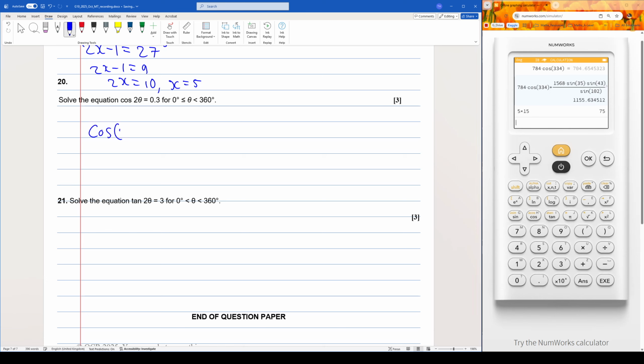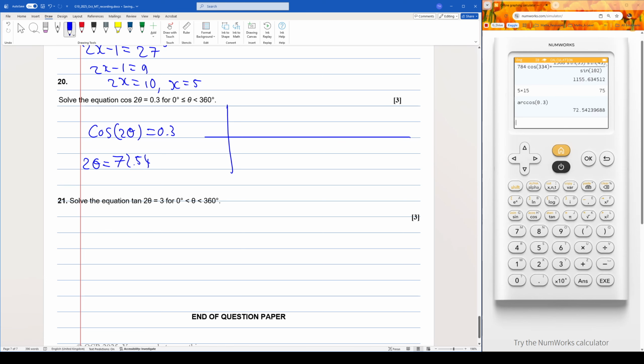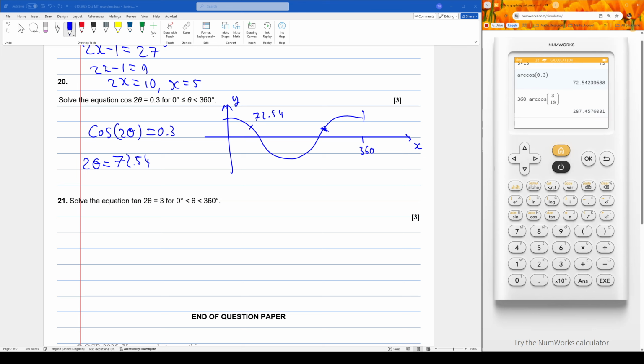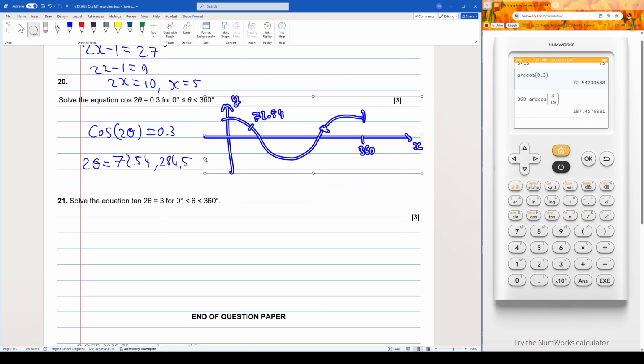Right, cos 2 theta equals 0.3. Here we go. There's a whole bunch of different ways of doing this. I think my preferred way of doing this is just doing the arc cos, or the inverse cos of 0.3. I get 72.54. And now considering what the cos graph looks like. There we go. So 360 is there, and 72.54 is there. There's another one there, which is 360 minus 72.54, so 284.5.